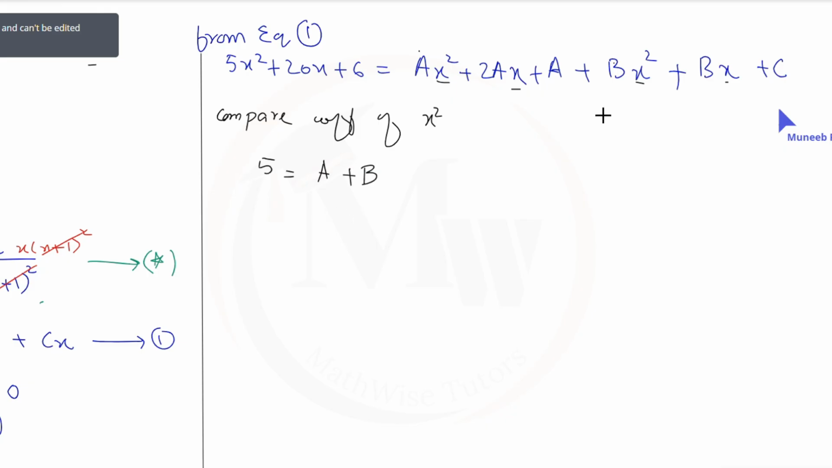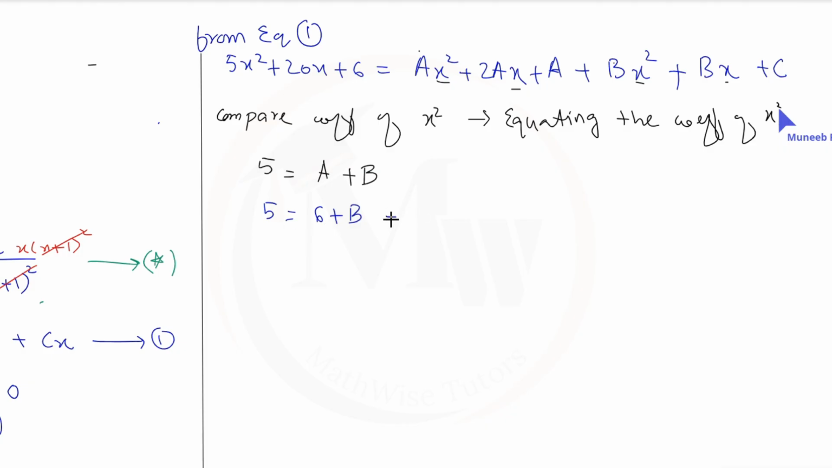Okay. So by comparing the coefficient of x square, or another way, you can say equating the coefficient of x square, we got an equation: 5 is equal to a plus b. So plug in the value of a, because a value we already found, which is 6, and b is what we need to find. So it becomes 5 equals 6 plus b, and take 6 to the other side, it will be subtract. So 5 minus 6 will be minus 1. So we got the value of b is minus 1.